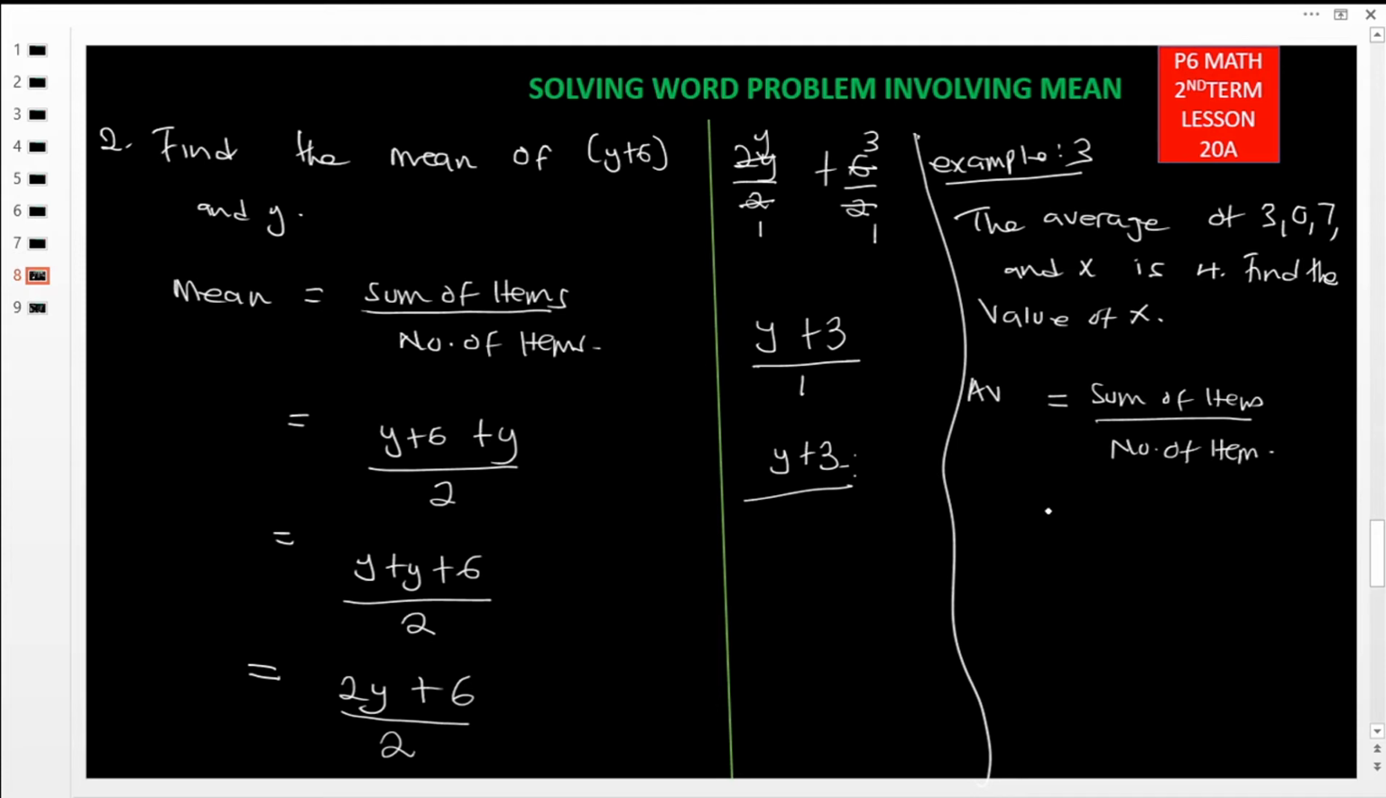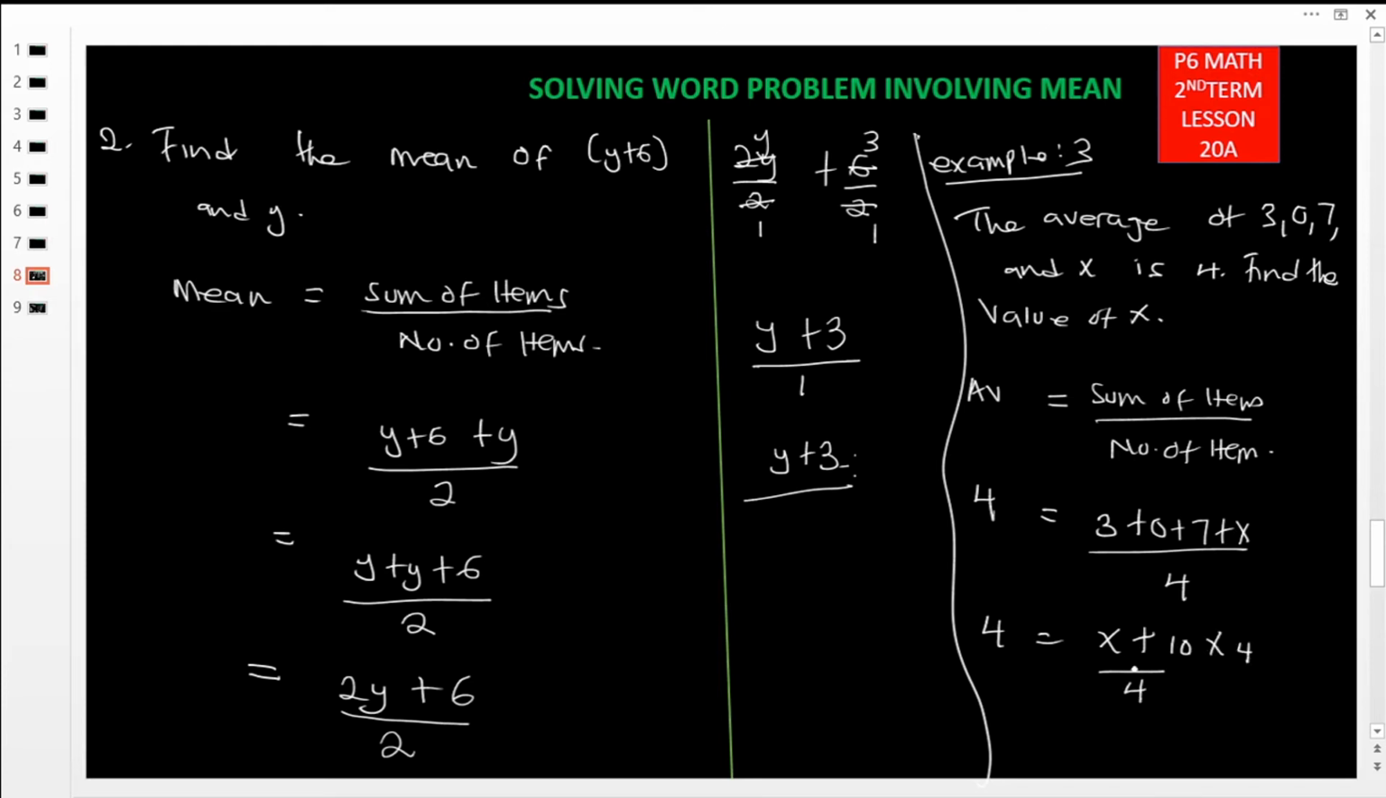Are we there? Now average is given as 4, right? So we are going to add the items and get the sum. So we are having 3 plus 0 plus 7 plus x all over, how many are they? 1 2 3 4, over 4. So this is 4 is equal to x plus 7 plus 3 plus 0, we remain with the 10, all over 4.